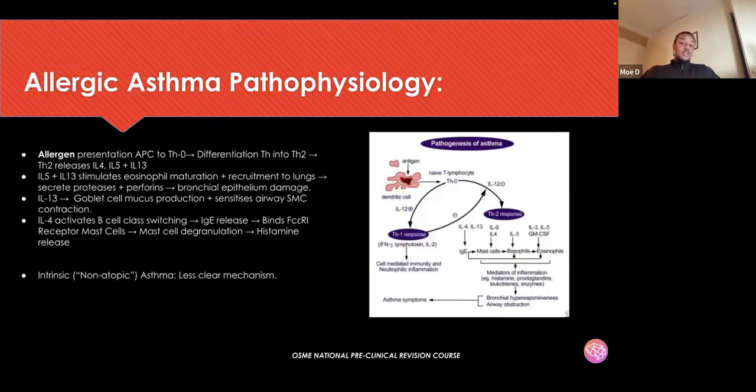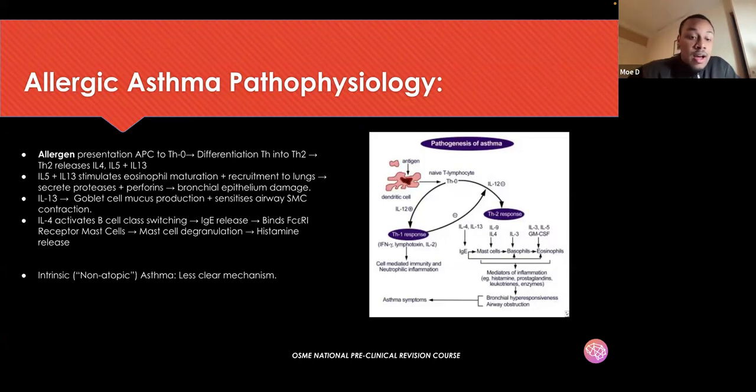So in terms of the pathophysiology of allergic asthma, you have your allergen presentation, which the person is allergic to. It's presented by a dendritic cell to your T helper cells, and that stimulates the differentiation of the T helper cell into a T helper 2 cell. These T helper 2 cells really drive the pathology as they release IL-4, IL-5, and IL-13 cytokines. The IL-5 and IL-13 cytokines stimulate eosinophil maturation in the bone marrow, and also their recruitment to the lung airways. In the lung airways, they secrete proteases and perforins, which damage the bronchial epithelium.